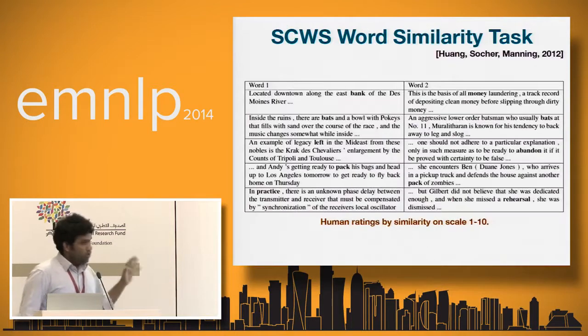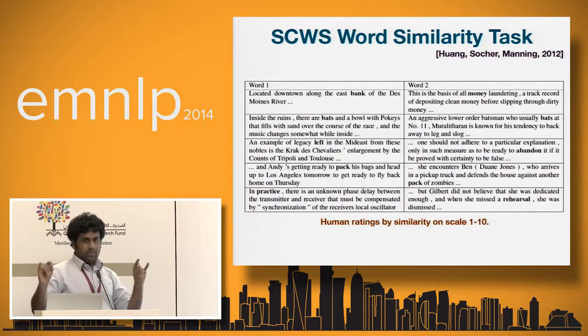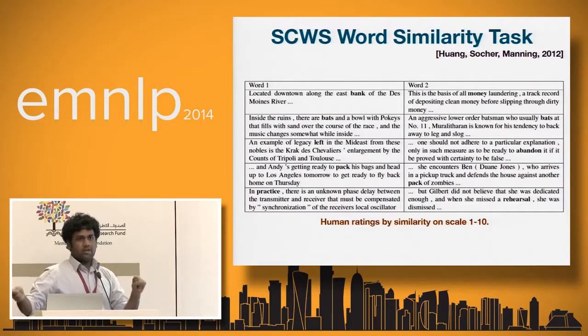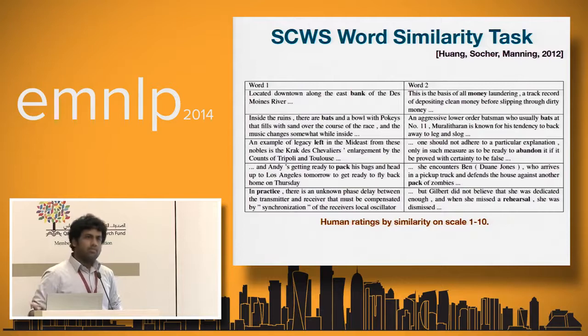The second experiment is probably a better way to evaluate this setting, where along with the word pairs, you're given the context in which they appear. So in the first example, the task is basically to give the similarity between the words bank and money, and you're also given the context in which they appear. I think it's a better way to evaluate these multiple embeddings.